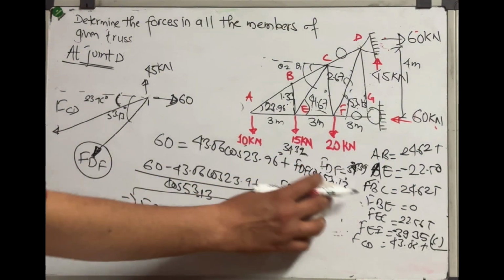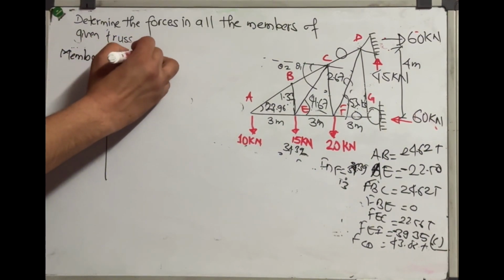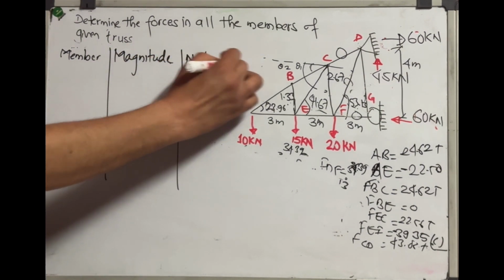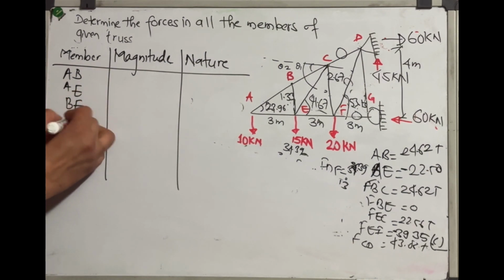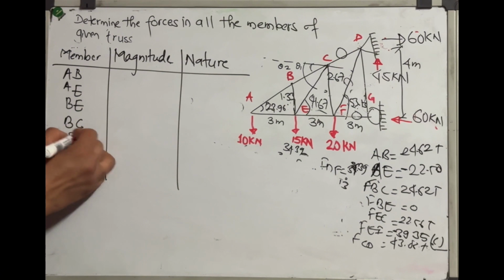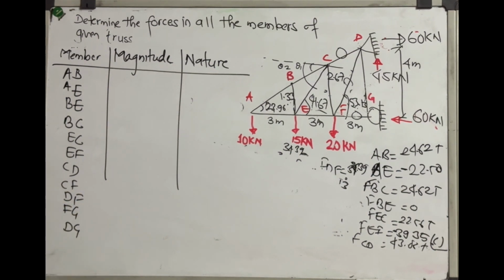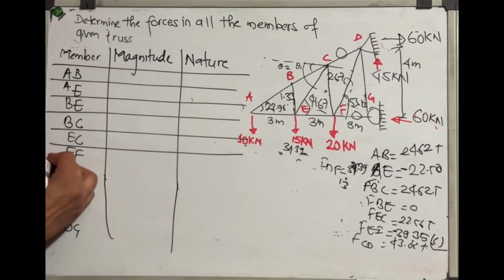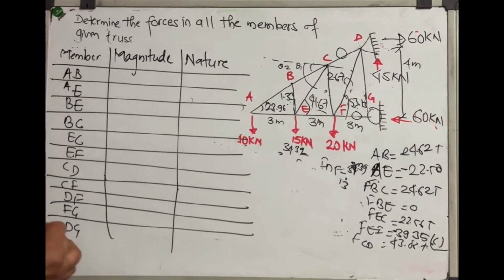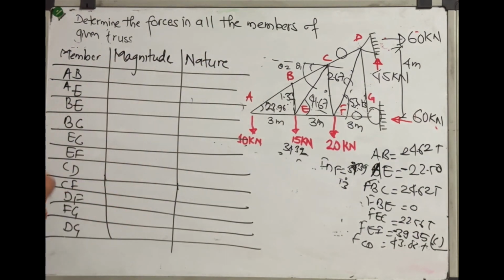I will try to write the answers of these given questions. You have to write the member forces, the magnitude of the forces, and the nature of the force you determine. The members are AB, AE, BE, BC, EC, EF, CD, CF, DF, FG and DG. You determine these member forces. Altogether there are 11 members. You found them earlier, so you just have to tabulate these answers in tabular form so that they can be visualized quickly.